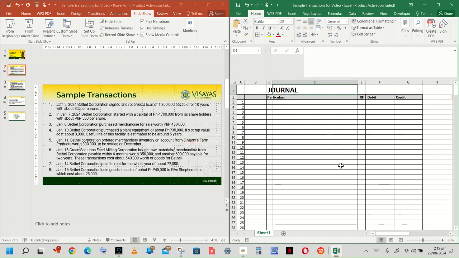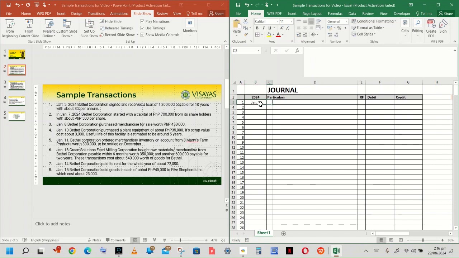Okay, so for our first transaction, it says here that on January 5, Bethel Corporation signed and received a loan of 1.2 million payable for 10 years with about 3% interest per annum. Upon writing it in the journal, we will be utilizing Excel to make it easier to compute. So we indicate the year 2024, and then we write the date here, January 5.